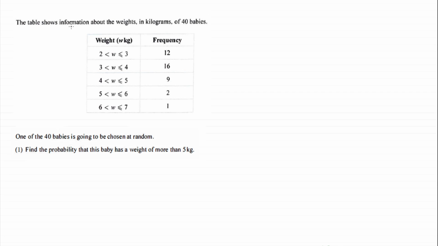The tables show information about the weights in kilograms of 40 babies, and you can see they're represented here. One of the 40 babies is going to be chosen at random. Find the probability that the baby has a weight of more than 5 kg. How do we do this one, guys? This is a different distribution to what we've looked at before. How do you calculate the probability for this type of distribution?